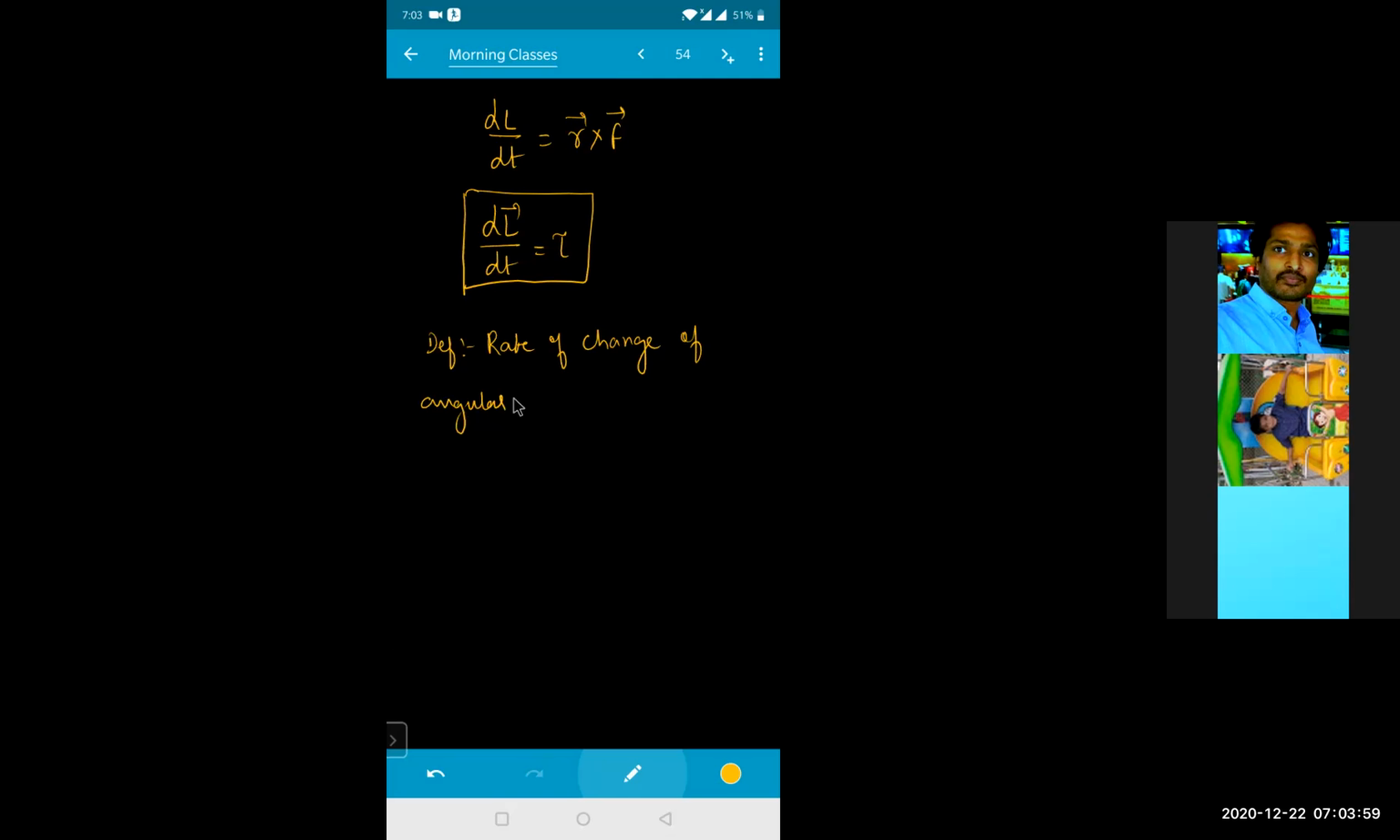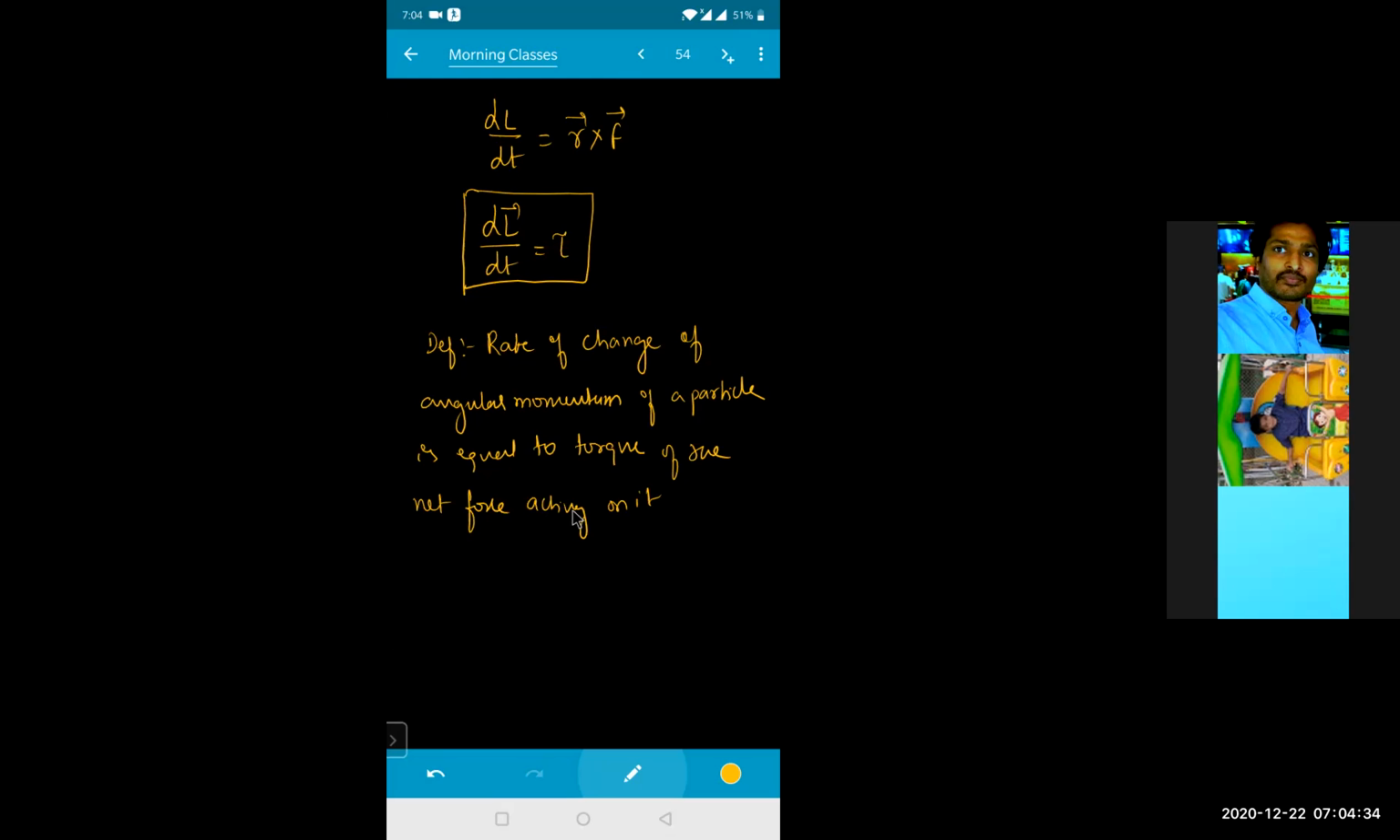Rate of change of angular momentum of a particle is equal to what? Torque, the torque of the net force acting on it. Net force acting on it. Anything divided by time is rate. So rate of change of angular momentum is also called torque.